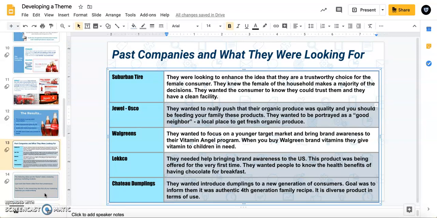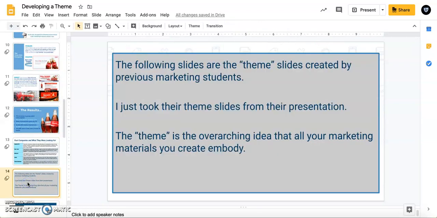So the kids liked to start off their presentation saying, hey, here's the theme you're going to see in our campaign. Here's the tagline. Here's the vibe. Here's the message. So you can look over this slide, but here are some slides that I took from students where they kind of just set the tone. And they're set up multiple ways.